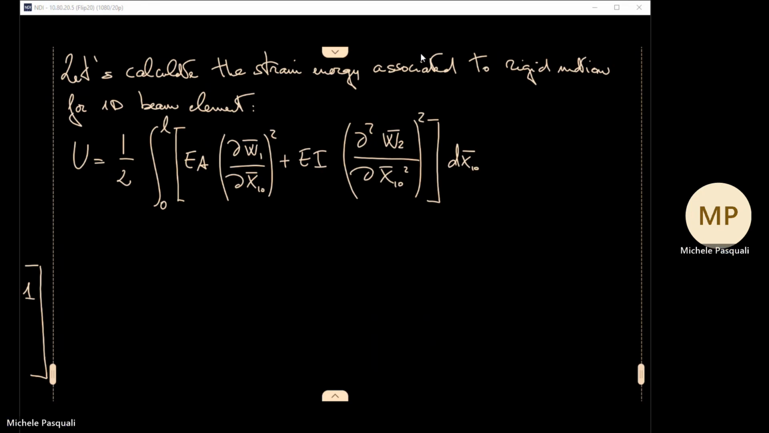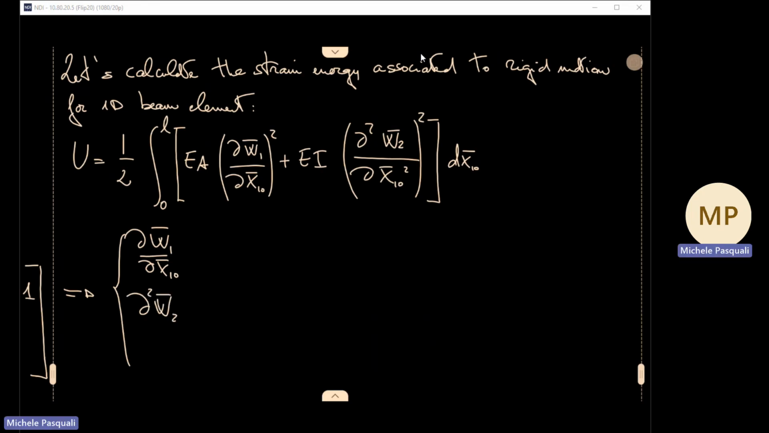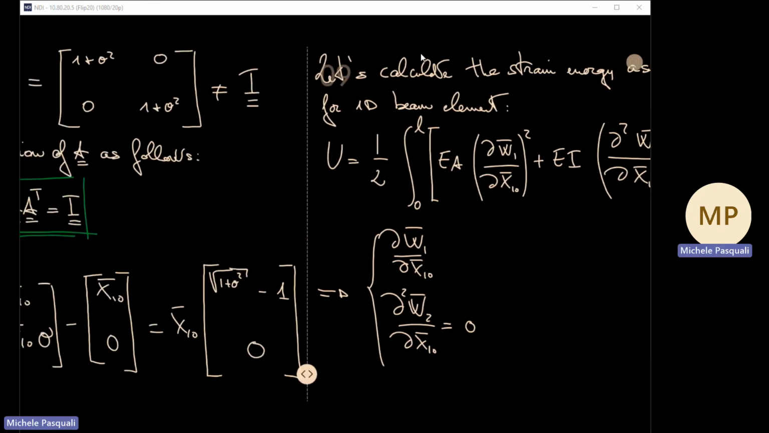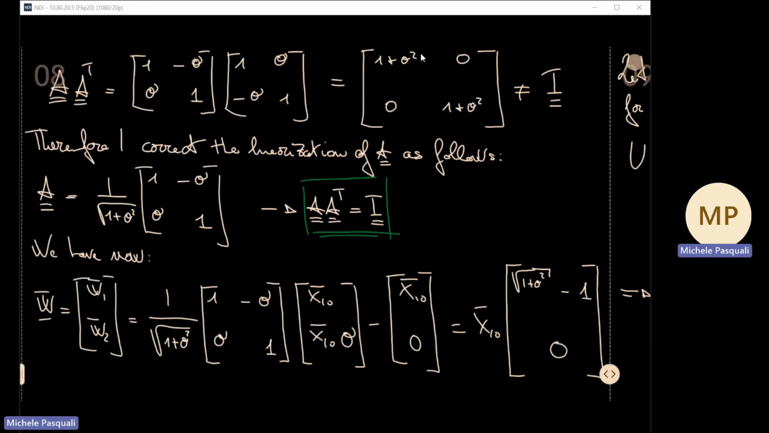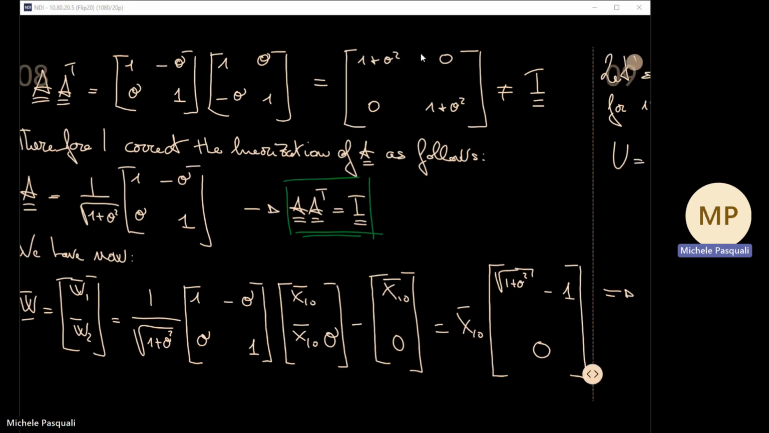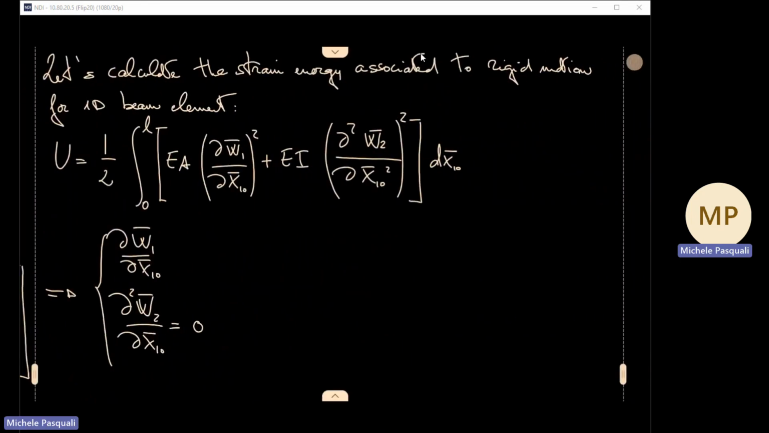If you do this, you get that dW1 over bar dX10, and the W2 derivative with respect to X10 are... So this one is 0. If you go and check W2, because it's basically automatically 0, you see here, our W2 is 0 automatically. So the second order derivative that we have here is 0. Okay?